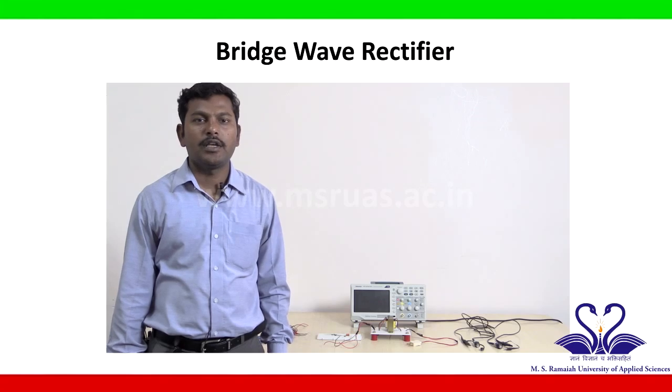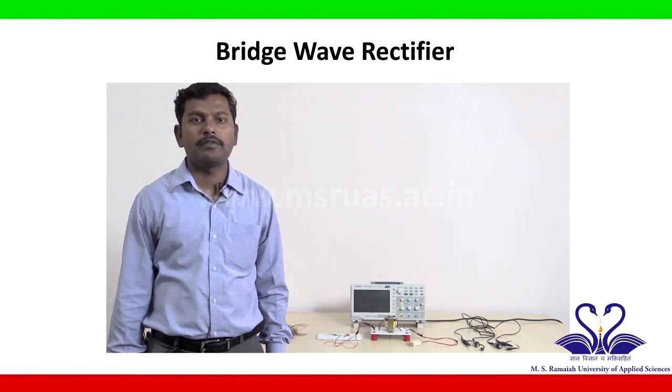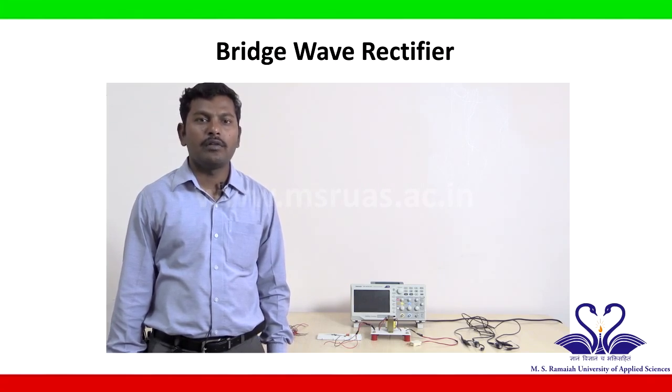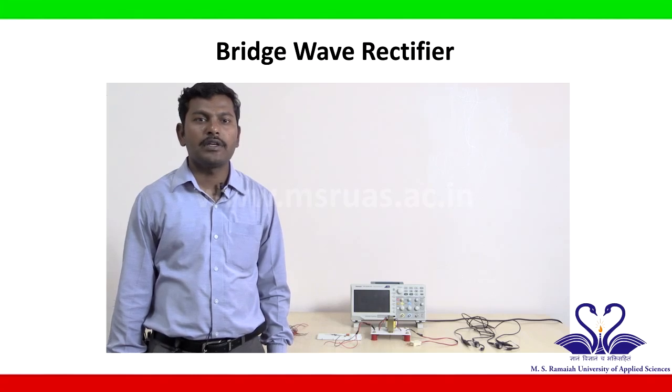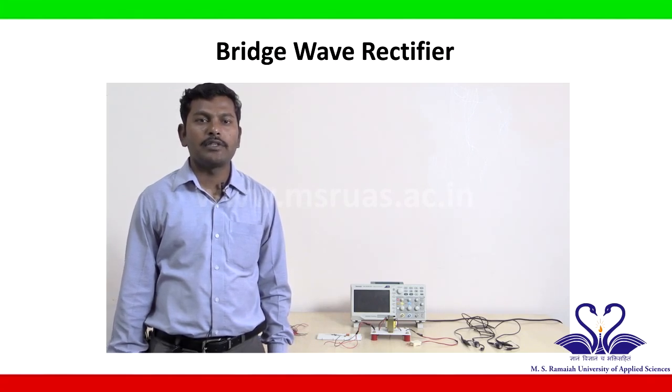Hello students, the experiment is the bridge wave rectifier. The aim of the experiment is to observe the output waveform of a bridge wave rectifier with and without capacitor filter, and also to calculate the ripple factor of a bridge wave rectifier with and without capacitor filter.